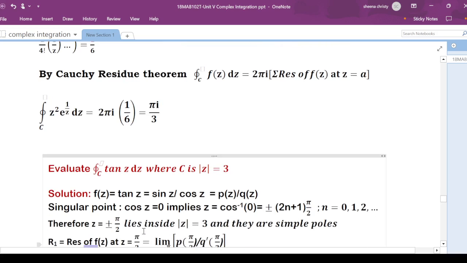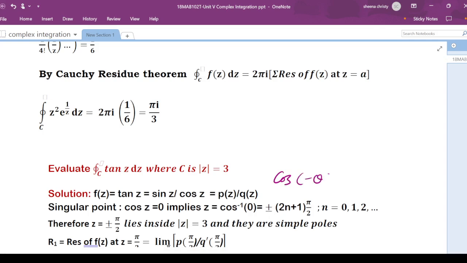See here, evaluate integral over C tan z into dz where C is mod z equal to 3. This tan z we can write in fraction form as sin z by cos z. Consider that function as p of z by q of z. Now find out the singular points. For finding the singular points, you have to equate cos z to 0. That gives you z equal to cos inverse of 0. Cos inverse of 0 is pi by 2, 3 pi by 2, 5 pi by 2, etc. Plus or minus also you can take because cos of minus theta is cos theta itself. So you are going to have plus or minus 2n plus 1 into pi by 2.